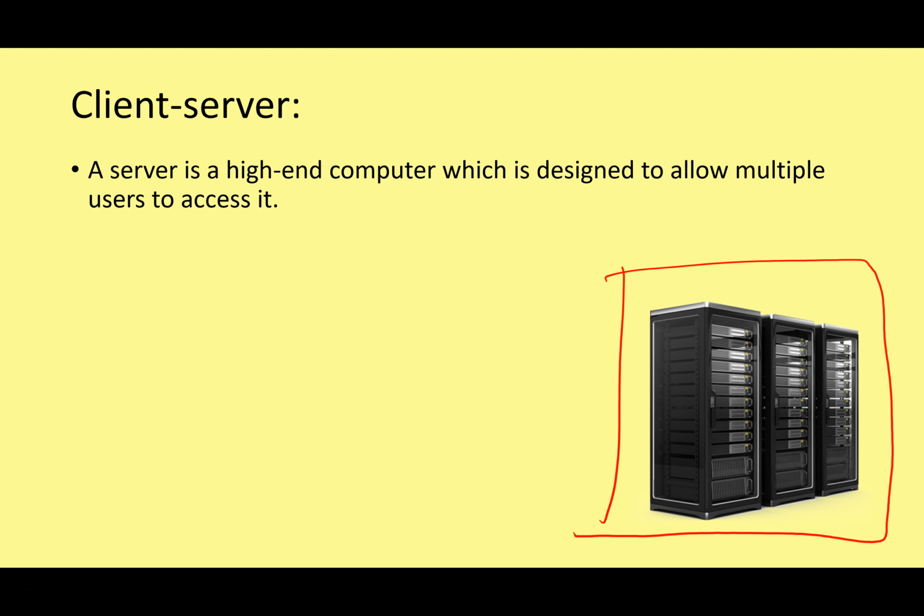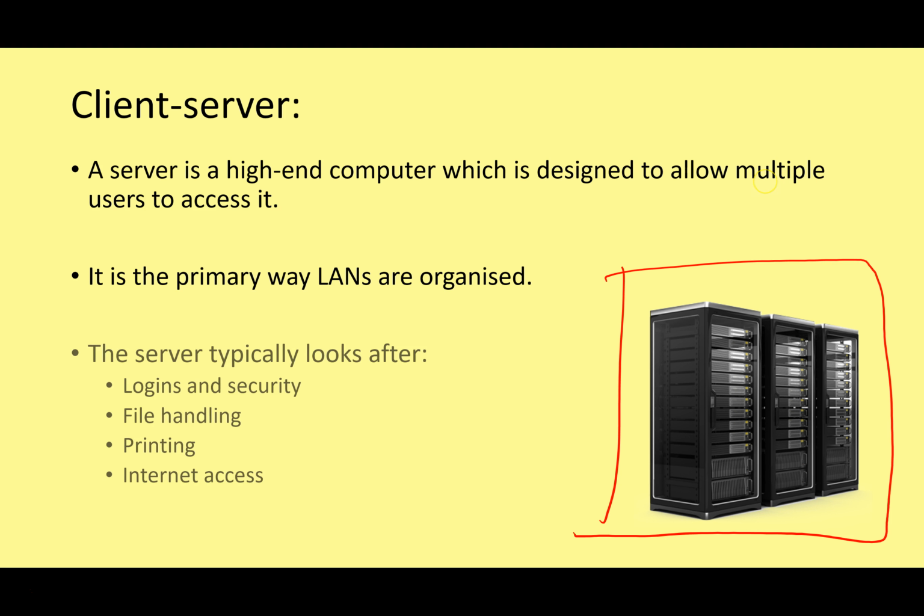For larger corporations, especially large businesses that have a lot of traffic on the internet, they might want to use a more specialized server like the one in this diagram. The client-server architecture is the primary way local area networks are organized. So that's what you're going to find in a typical office, a typical school, or a typical university. It's going to be the client-server network model. The server typically looks after logins and security, file handling, printing, internet access, and similar functions.